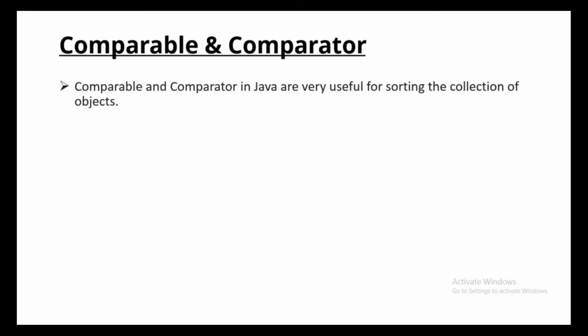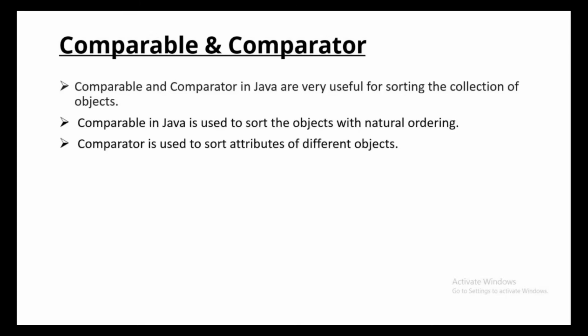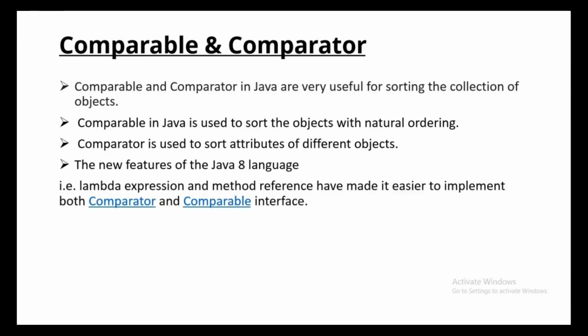And the Comparator interface is used to order objects of a specific class. It contains two methods, that is compare and equals. Comparable in Java is used to sort objects with natural ordering. Comparator is used to sort attributes of different objects. The JDK 8 release has completely changed the way we compare objects and sort them in Java. The new features of Java 8, that is lambda expressions and method references, have made it easier to implement both Comparator and Comparable interfaces.